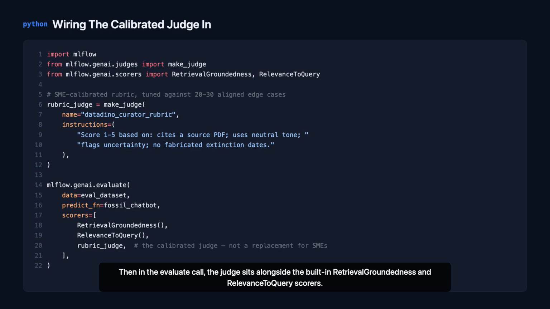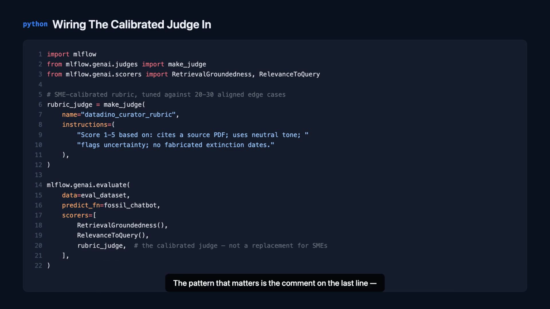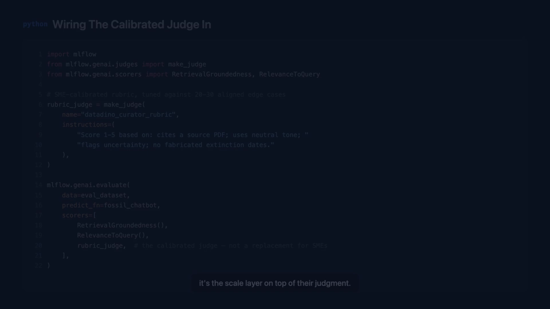Then in the evaluate call, the judge sits alongside the built-in retrieval groundedness and relevance to query scorers. The pattern that matters is the comment on the last line. The calibrated judge is not a replacement for the curators, it's the scale layer on top of their judgment.